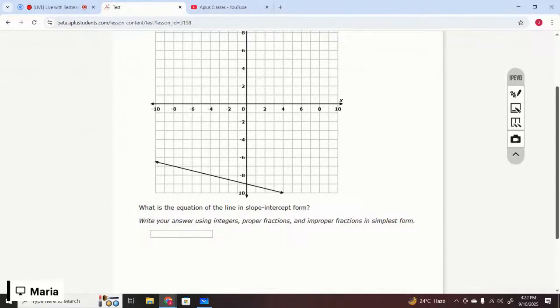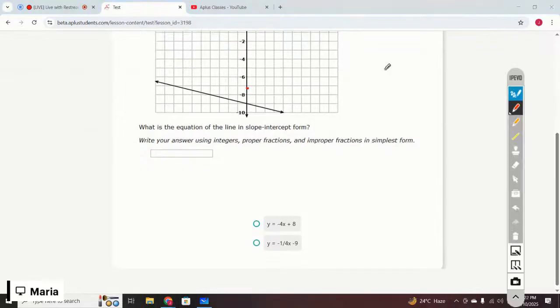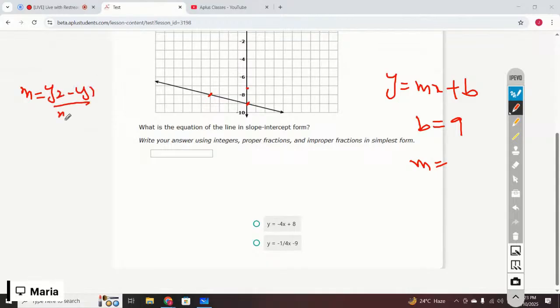So we need to write down the equation in slope-intercept form. That means we need both slope and the y-intercept, right? So look at this point. This is the y-intercept, that is 9. B equals 9. Now we need to find the slope. So just select any 2 points on the graph and calculate the slope by using the formula, that is m equals y2 minus y1 divided by x2 minus x1.